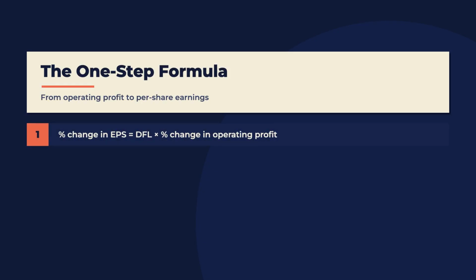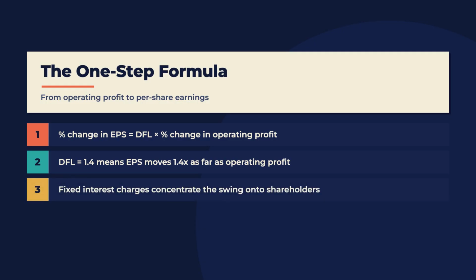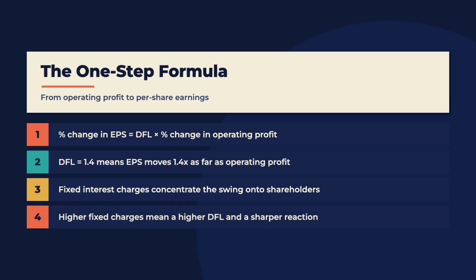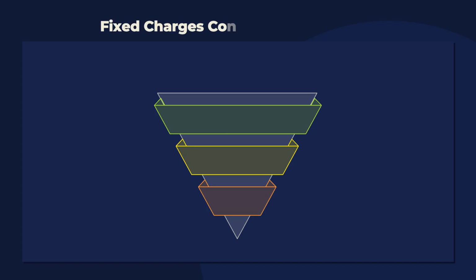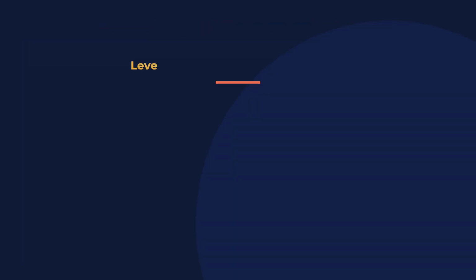The degree of financial leverage times the percent change in operating profit gives approximately the percent change in earnings per share. A DFL of 1.4 means earnings per share move about 1.4 times as far as operating profit, because the fixed interest charges concentrate any change onto a smaller residual left for shareholders. Because the interest charge is fixed, it doesn't shrink when operating profit falls. So the entire decline is absorbed by a smaller residual left for shareholders, which is what stretches a 20% operating drop into a 28% earnings drop.